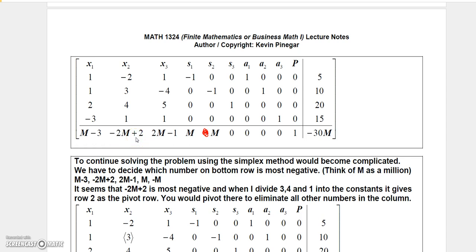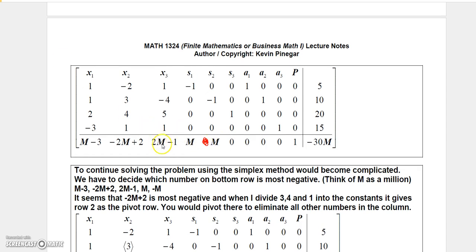Now, in the next step, you would actually take this and solve it by the simplex method. And so let me just give you an overview on how that works. So once you get to this point where you've eliminated all of the m's that are below the artificial variable columns, then you start doing the simplex method.